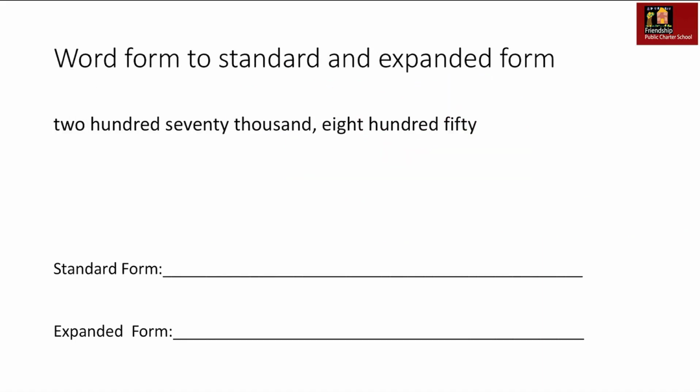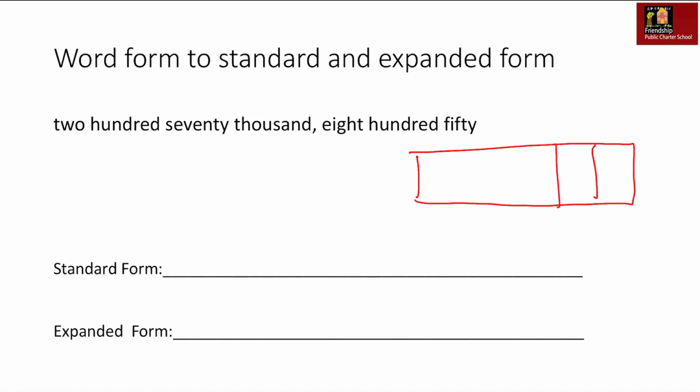So next, let's take a word form and turn it into standard and expanded form. Okay? So the first thing we need to do is read this number. Well, we have 270,850. So again, I might want a place value chart.